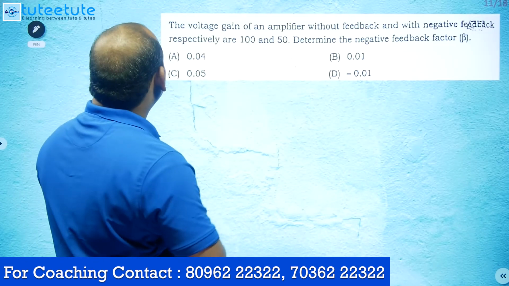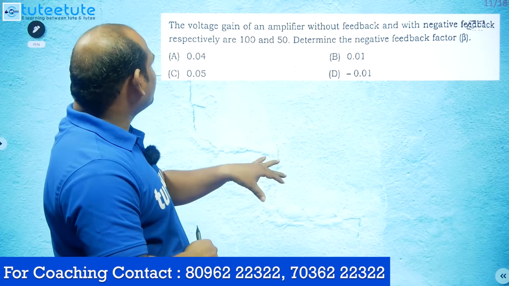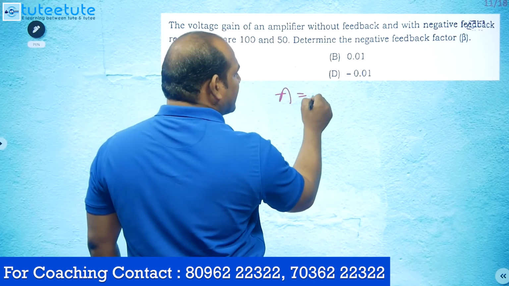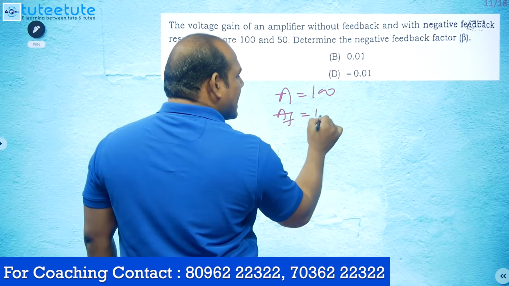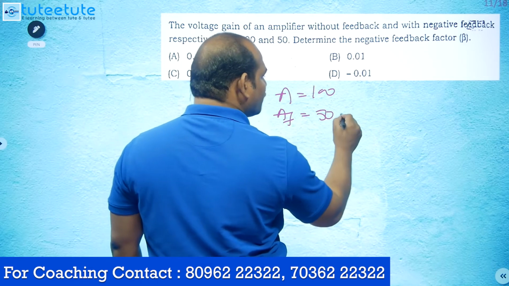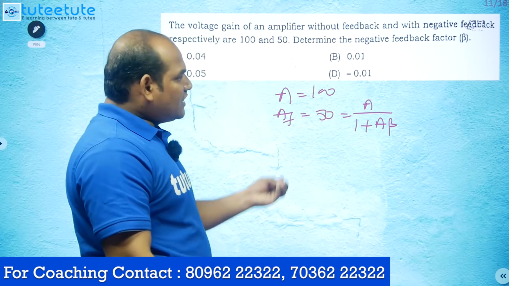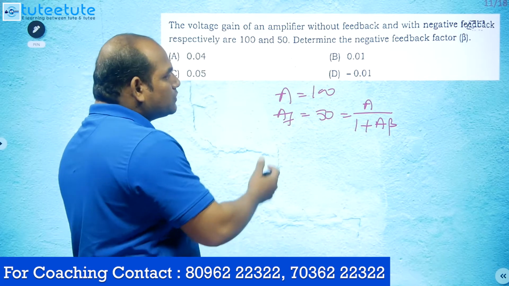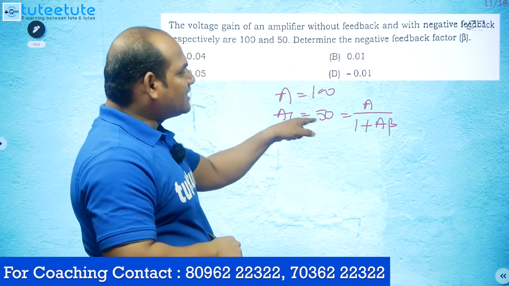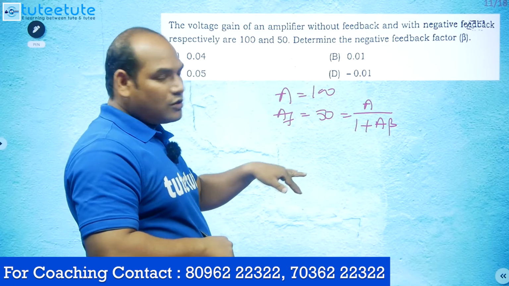Okay, then the voltage gain of the amplifier without feedback and with negative feedback respectively are 100 and 50. So without feedback is 100 and with feedback is 50, and clearly they have mentioned negative feedback. So AF is equal to A by 1 plus A beta, where beta is the feedback ratio. Without feedback 100 is there, with negative feedback surely the gain will be reduced by the factor 1 plus A beta, so here 100 is becoming 50.